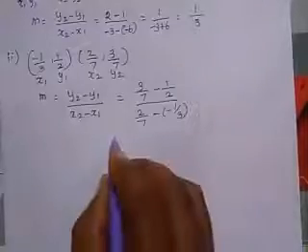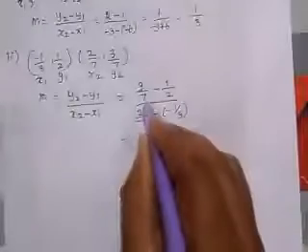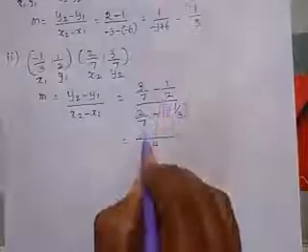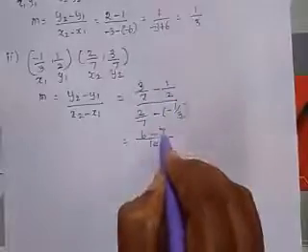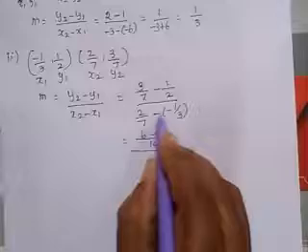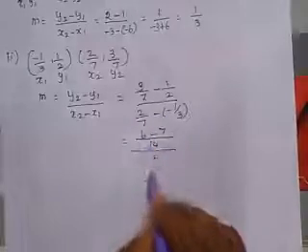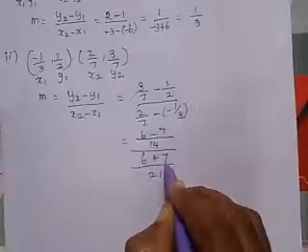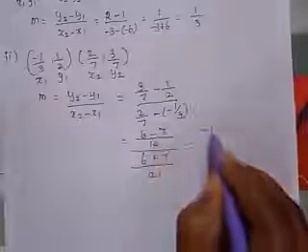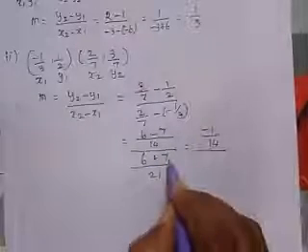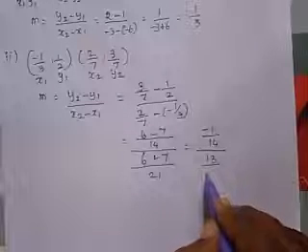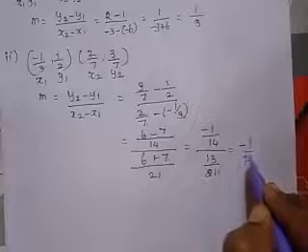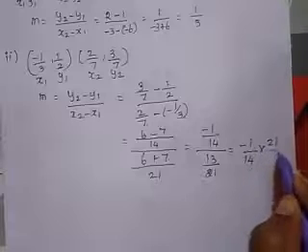Take the LCM and subtract the fractions. 2 7s are 14 minus, cross multiplication, 3 2s are 6 minus 1 7 is 7 by, here also minus into minus, that is plus. 7 3s are 21, 2 3s are 6, 1 7 is 7. That is 6 minus 7 is minus 1 by 14. 6 plus 3 is 13 by 21. Take 13 by 21 on the upper side, that is minus 1 by 14 into 21 by 13.